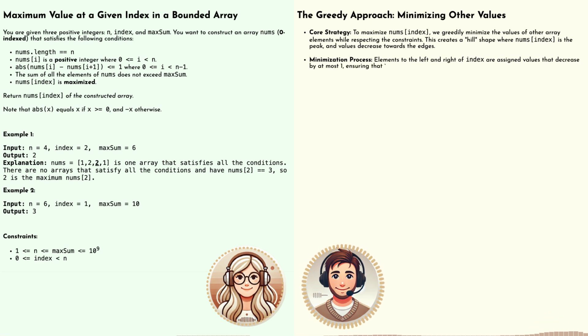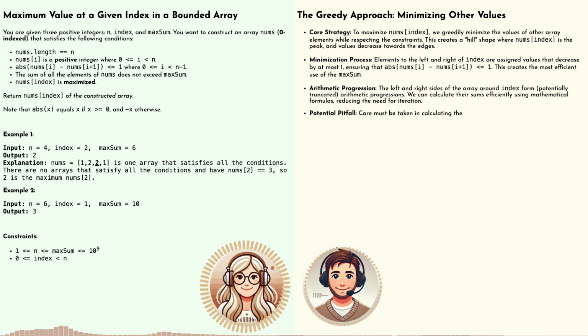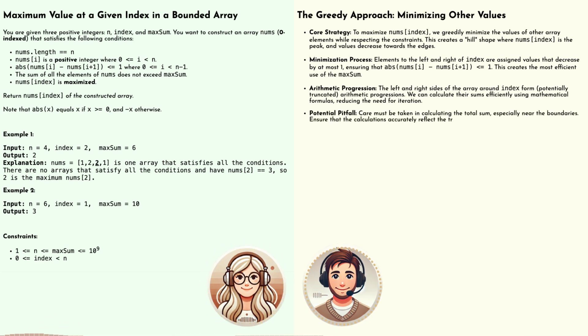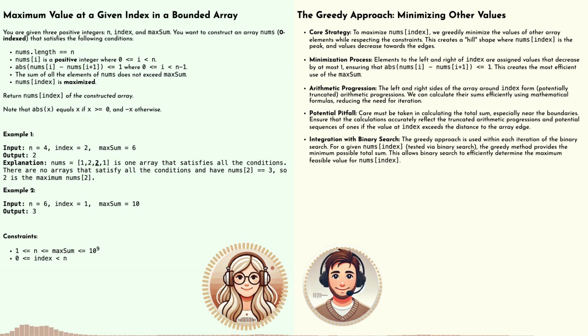So, okay, let's say we pick a value V for our target index. How do we figure out quickly if it's even possible to make that happen? Okay, so this is where the greedy part of the solution comes in. Remember, our goal is to maximize the value at the target index, right? Yeah. So to give ourselves the best chance of staying within that max sum, we want to try and minimize all the other values.